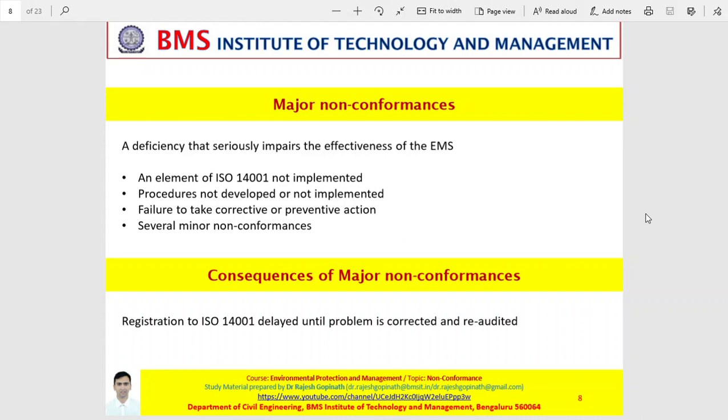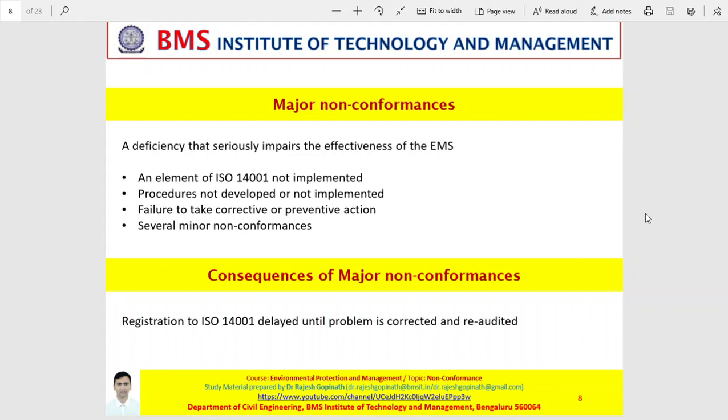Okay, so what could be the consequences of major non-conformances? The company will not get the certification. The registration to ISO 14001 will remain delayed until the company, the occupier, has resolved the problem, until the problem has been corrected, and only then, when the further re-audit takes place, the registration will be in place.